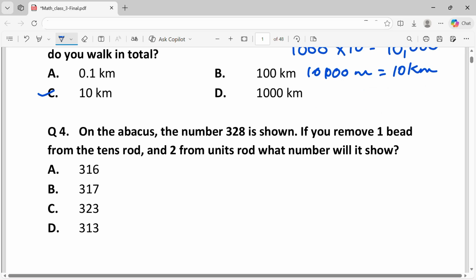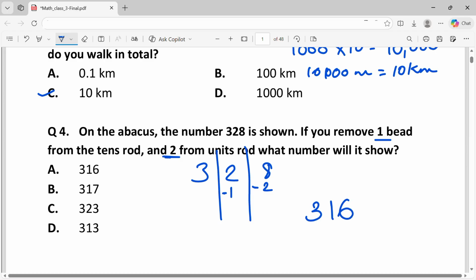Question 4. On the abacus, the number 328 is shown. If you remove one bead from the tens rod and 2 from the units rod, what number will it show? So, if the number is 328, if one bead is removed from the tens rod, that is 2 minus 1 on the tens place, and 2 from the units, that is minus 2 from 8. So the end number will be 3, 1, 6, which is option A.